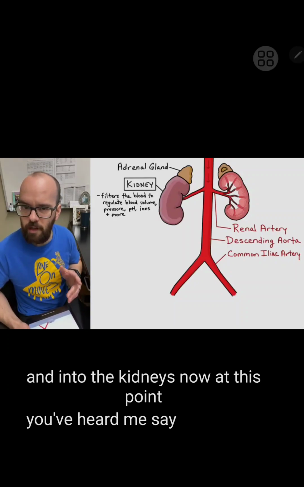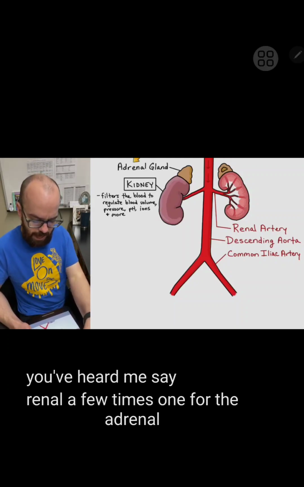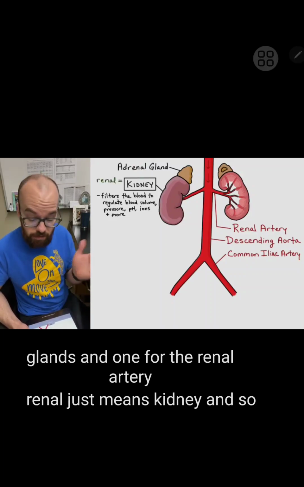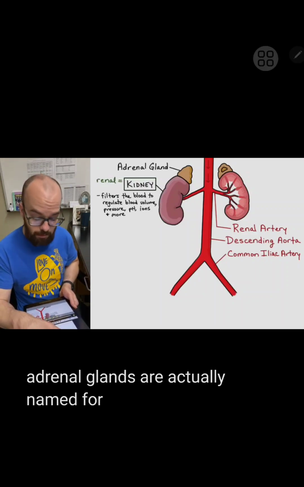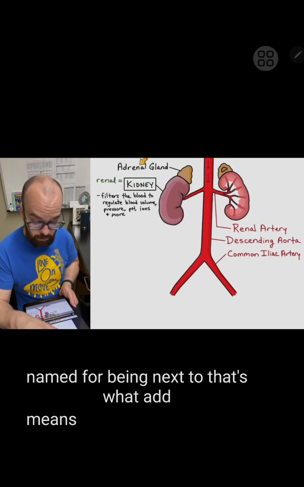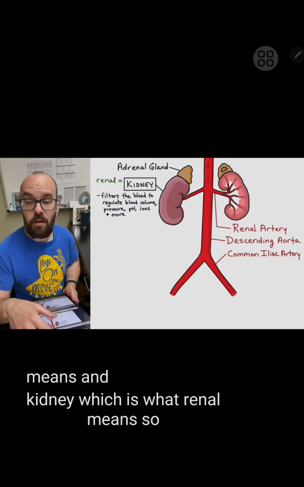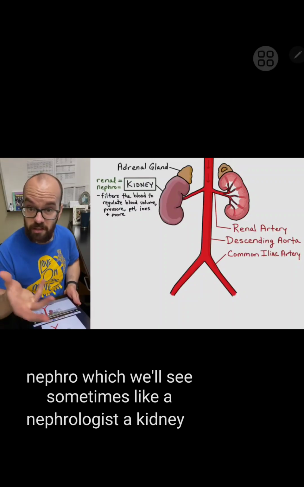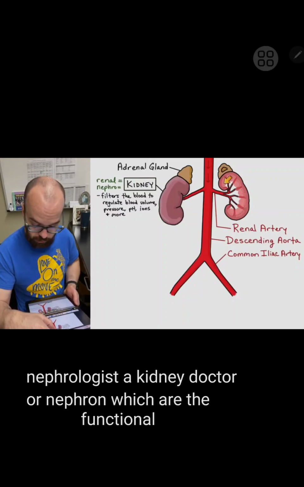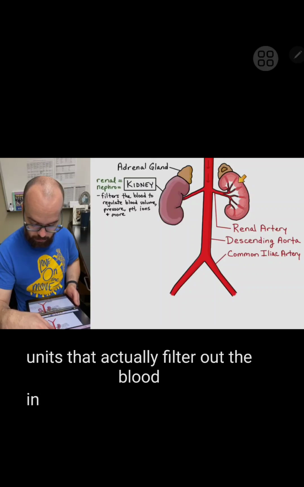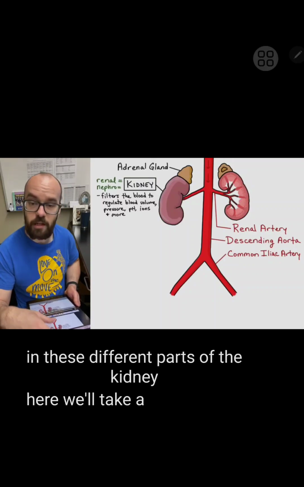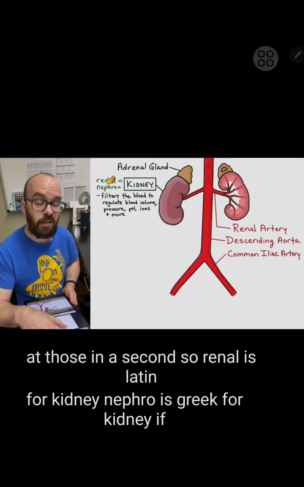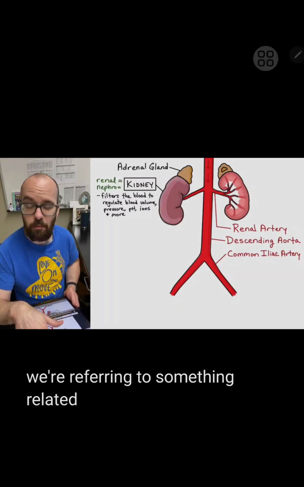Now at this point, you've heard me say renal a few times, once for the adrenal glands and once for the renal artery. Renal just means kidney, and so our adrenal glands are actually named for being next to, that's what ad means, and kidney, which is what renal means. So renal is the Latin word for kidney. We also have nephro, which we'll see sometimes like a nephrologist, a kidney doctor, or nephron, which are the functional units that actually filter out the blood in these different parts of the kidney here. We'll take a little bit closer look at those in a second. So renal is Latin for kidney. Nephro is Greek for kidney. If you see any of those terms, just know we're referring to something related to the kidneys.